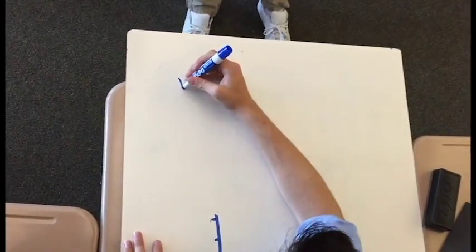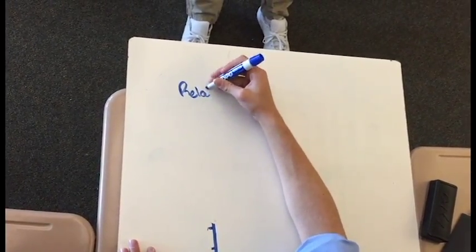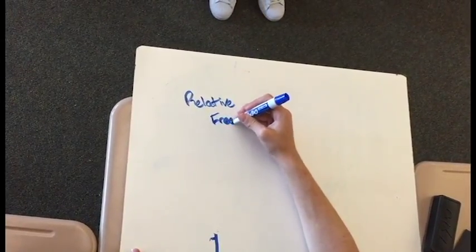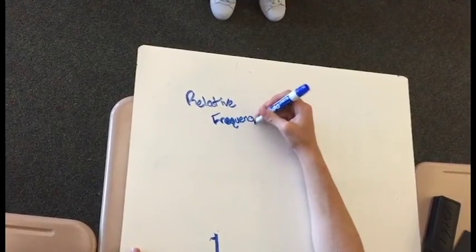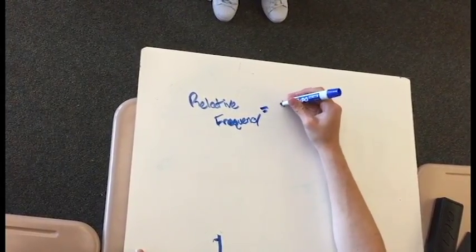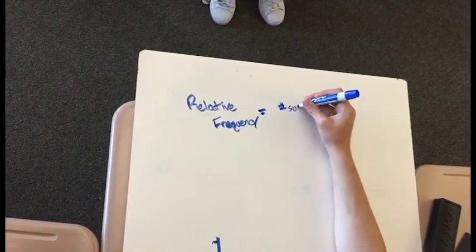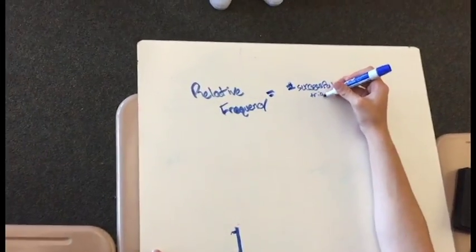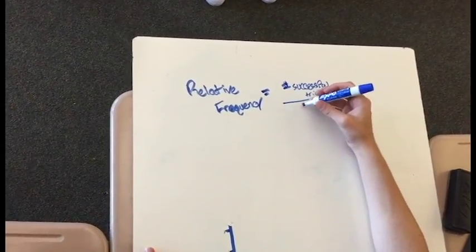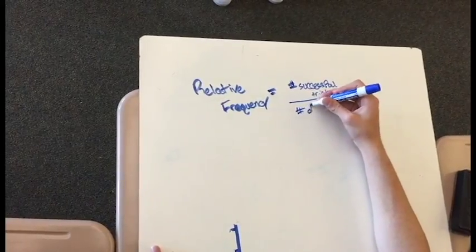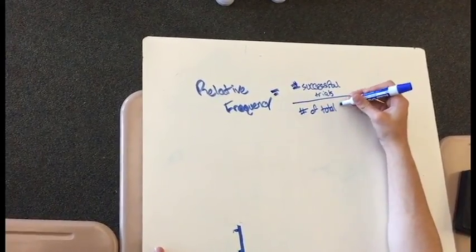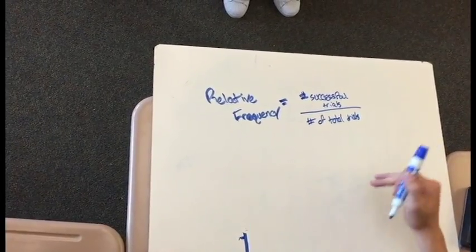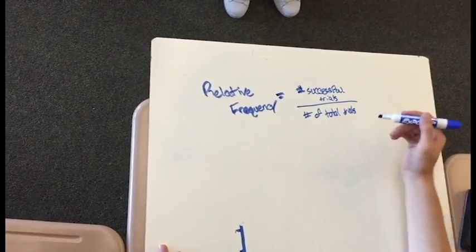So relative frequency can be defined as the number of successful trials divided by the number of trials total. So it's basically the percentage of the specific trial that we want.